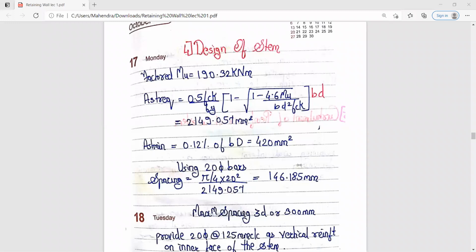After completing the calculations for the stem, let me know so that we can proceed with the distribution reinforcement.